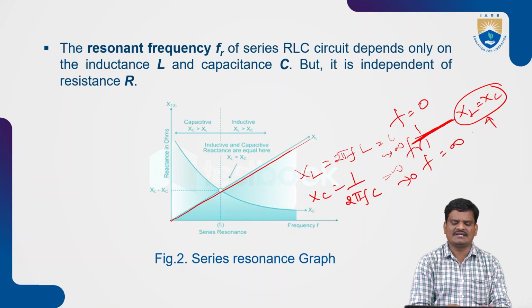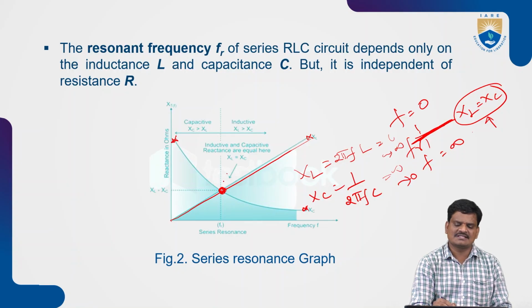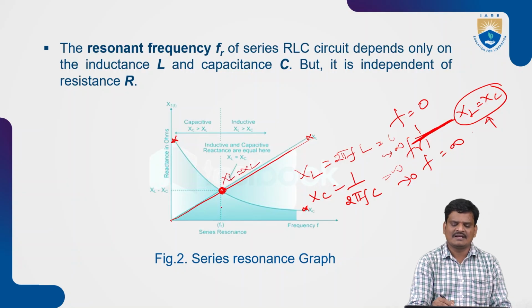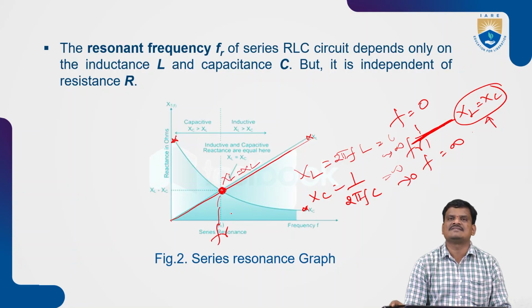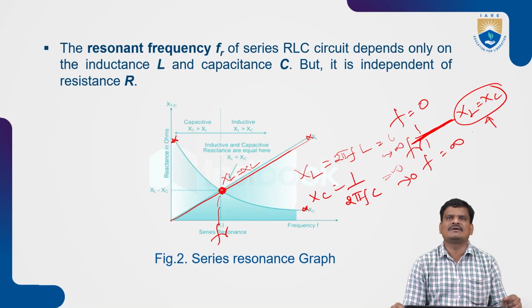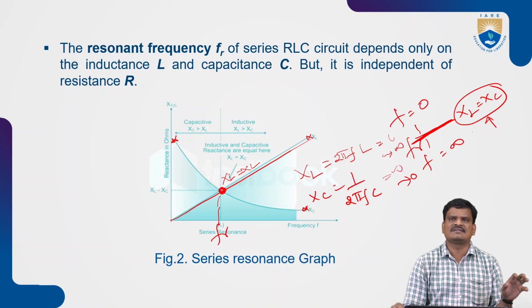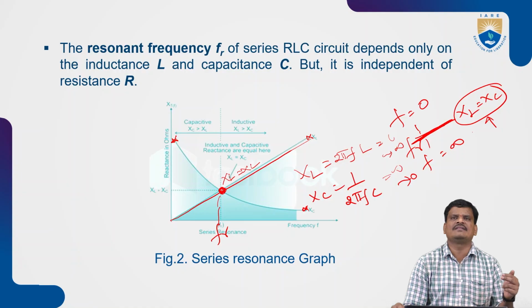XL equals 0 at the initial stage when the value of F equals 0, and when the frequency tends to infinity, XL is considered as infinity. In a similar fashion, when F equals 0, XC is infinity, and when F is infinity, XC goes to 0, so they touch each other at some point. This condition is called the resonance condition, and this frequency is called the resonant frequency. So this is the graphical representation of how resonance occurs in a series resonance circuit, depending upon the values of XL and XC when we vary the frequency from 0 to infinity.